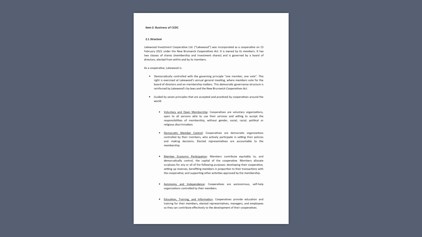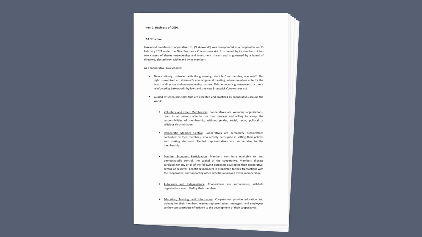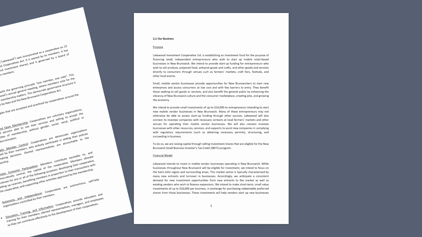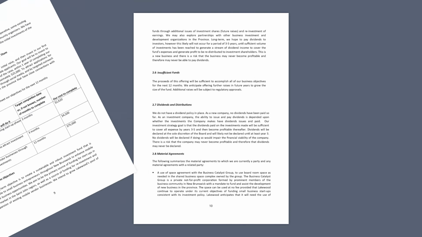This section of the offering document is where the CEDC must summarize its business for potential investors. This will usually be the longest and most detailed section of a completed offering document. In our sample document, our fictional CEDC has provided multiple pages of information setting out its business plan for potential investors. It is not enough for a CEDC to simply state the type of business it plans to conduct. For example, it would not be enough for our fictional CEDC to only state that it plans to operate an investment fund.